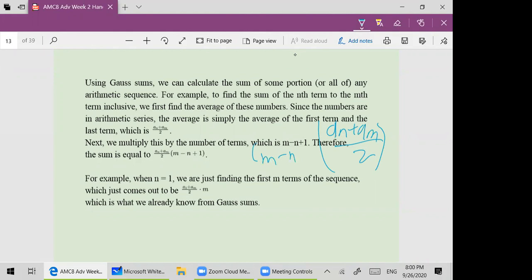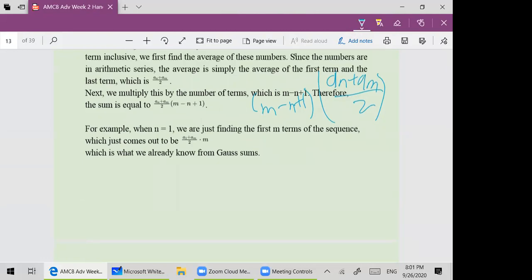You have to have the plus 1 here because otherwise you do not account for one of the two endpoints. For example, we can sanity check this with the n equals 1 case, which gives this, and we already know this.